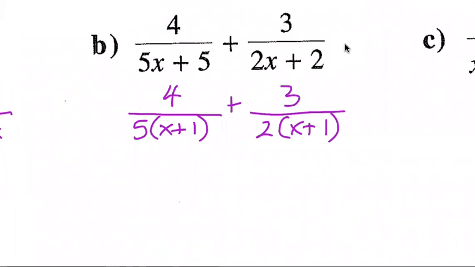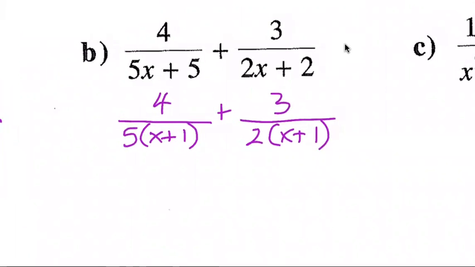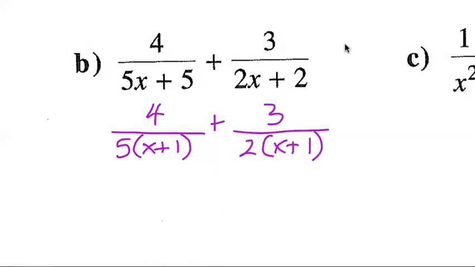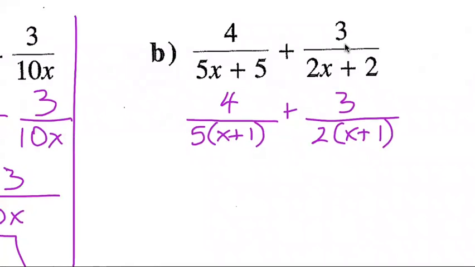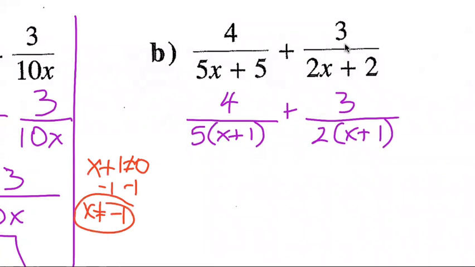Now I'm going to do my non-permissible values. The 2 and the 5 out in front of those brackets are just constants, so those really don't mean anything to me. I'm going to say x plus 1 cannot equal 0. Subtract 1, x cannot equal -1. There's my non-permissible value. Now I'm going to determine what my common denominator is. My common denominator is going to include x plus 1, obviously, because that's in both already.